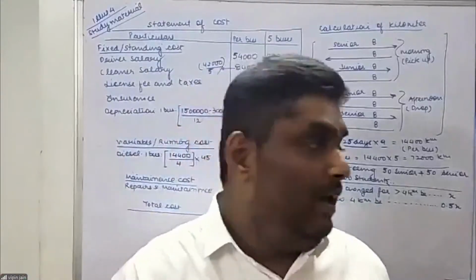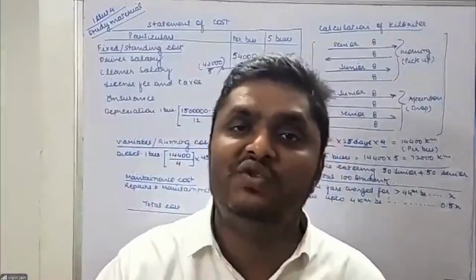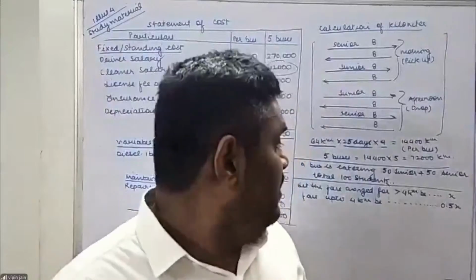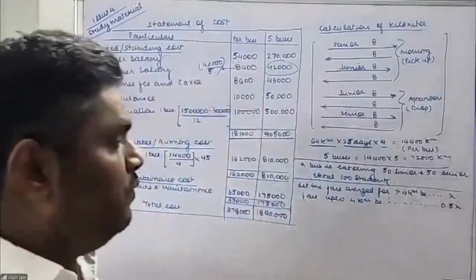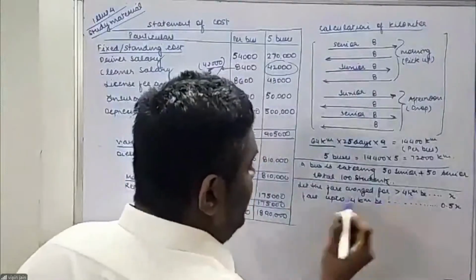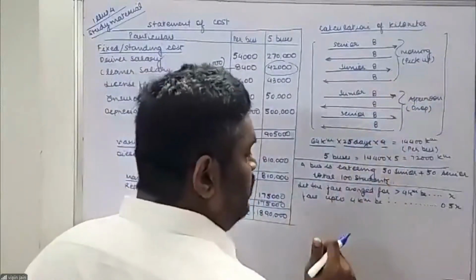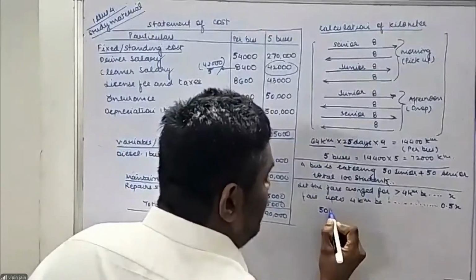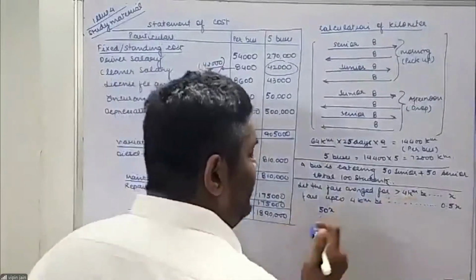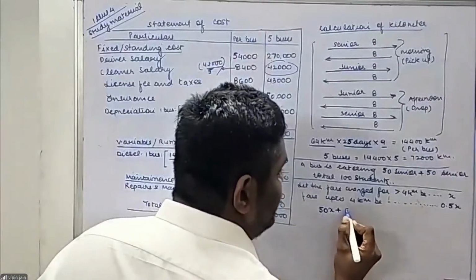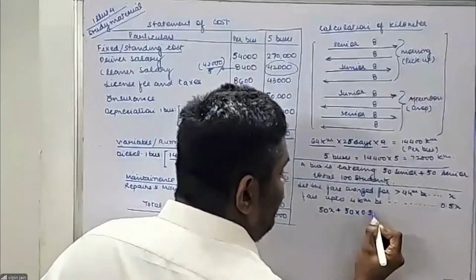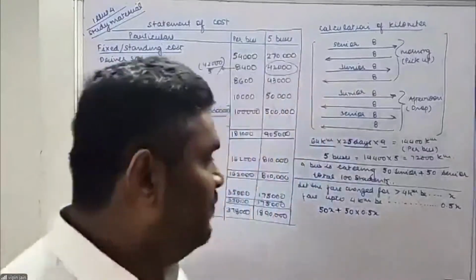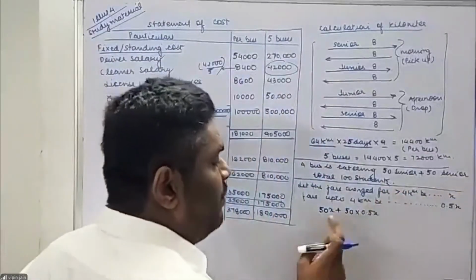Now, they are saying 50% of students are traveling for more than 4 kilometers and 50% of students are traveling for up to 4 kilometers. So it means out of a total of 100 students, 50 students are traveling more than 4 kilometers and 50 students are traveling up to 4 kilometers. I repeat again, a bus is catering a total of 100 students. So 50% of students are traveling for more than 4 kilometers.